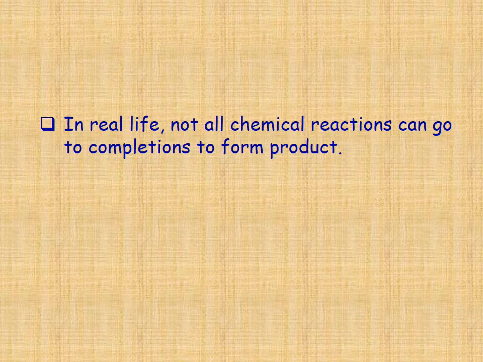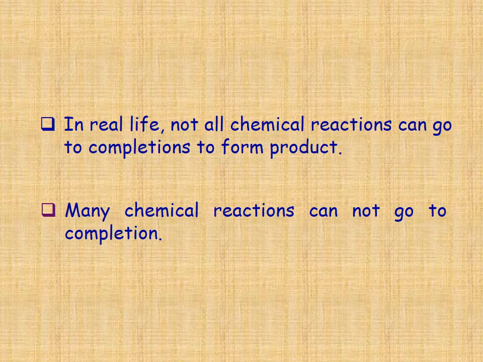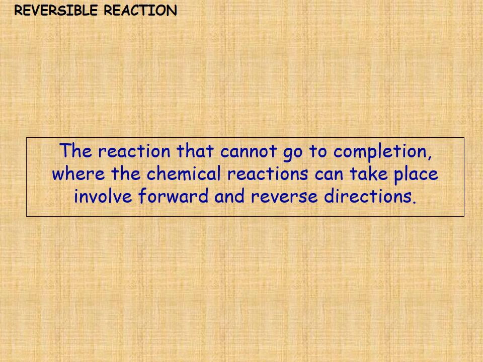In real life, not all chemical reactions can go to completion to form product. In fact, many chemical reactions cannot go to completion. Reversible reaction. The reaction that cannot go to completion, where the chemical reactions can take place, involves forward and reverse directions. For reversible reactions, an equilibrium can be formed sometime after the reaction. The equilibrium formed is called a dynamic equilibrium.